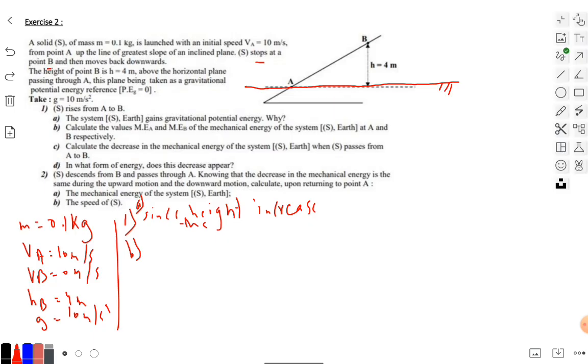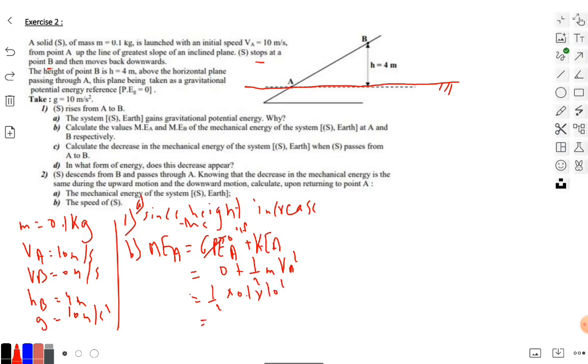Calculate the values of the mechanical energy of the system S-Earth at A and B respectively. Mechanical energy at point A is equal to gravitational potential energy at A plus kinetic energy at point A. Gravitational potential energy is 0 on the reference, plus kinetic energy at A equal to half m v_A squared. So it's equal to half times 0.1 times 10 squared, equal to 5 joules. This is the mechanical energy at point A.